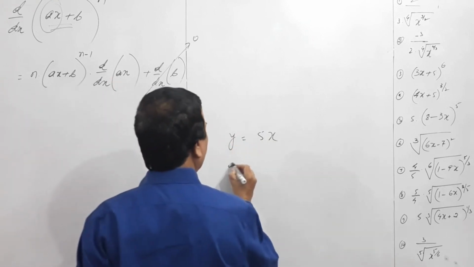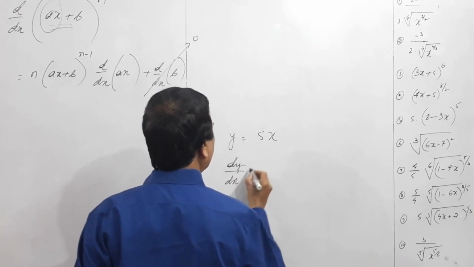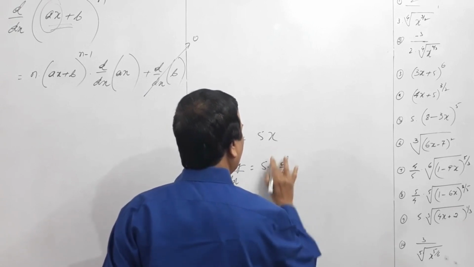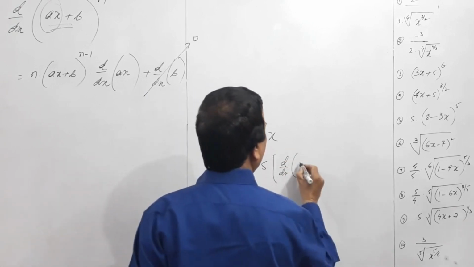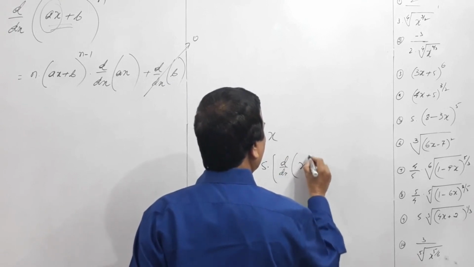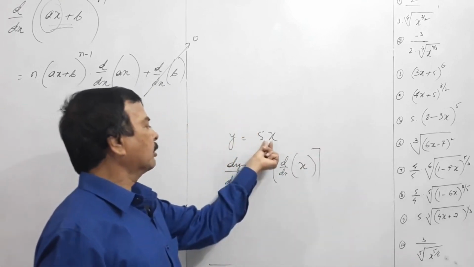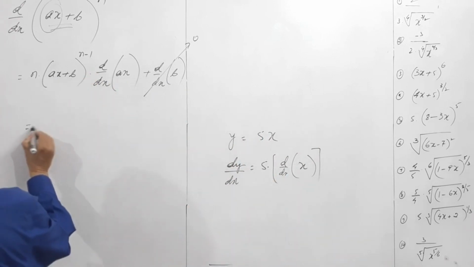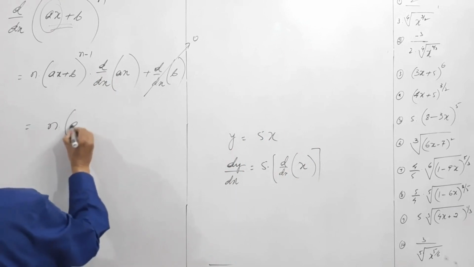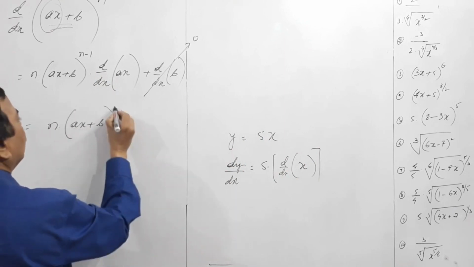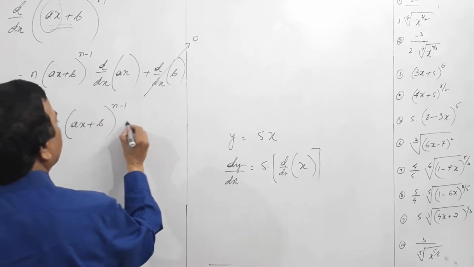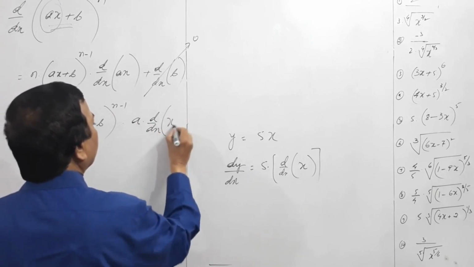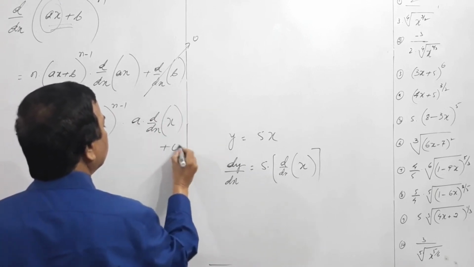So what we have done? dy by dx equals, I have taken this 5 constant outside and I have taken dy by dx of x, right? So they have taken this constant outside. Similarly, here also we take this constant outside. That is what we do. We do n into (ax plus b) to the power of n minus 1. What I do next? I take a outside, d by dx of x, and d by dx of b is 0.